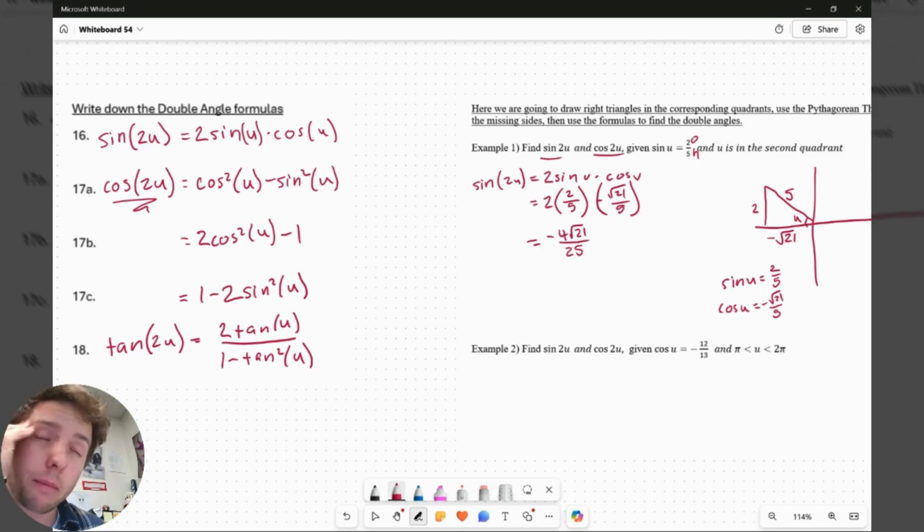Realize the 4 cannot multiply with the inside of the root because there's a root there. The 4 and the 25 don't simplify. And again, the 5 cannot affect the 21 either. So we've simplified that one completely.